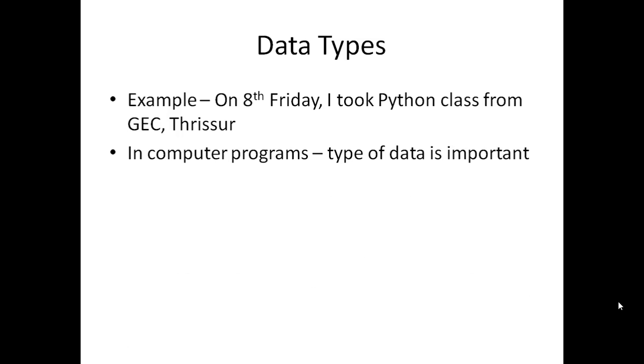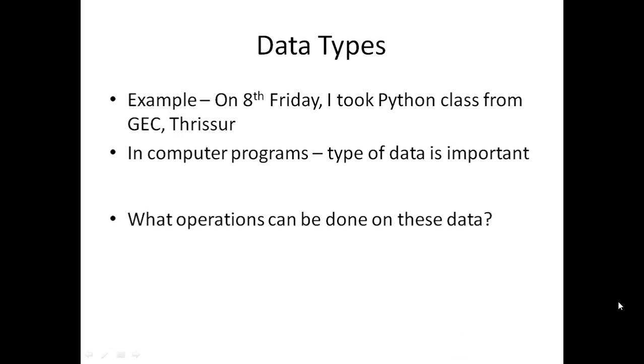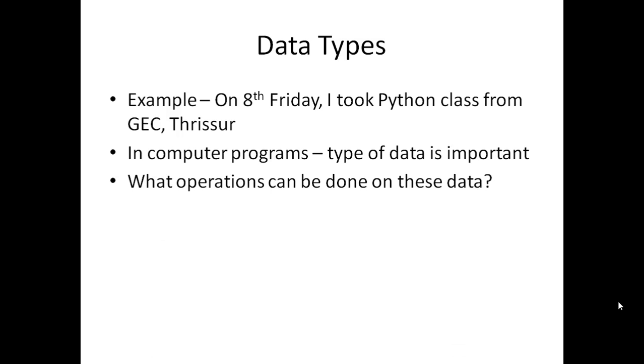So in computer programs, this type of data is important. Whether it is a text, an integer value, or a floating point value, if it is a real number, everything has some importance in computer programs. So also we have to see what all operations can be done on this data. We have to take care of what the type of data is and also what operations can be done on this type of data.